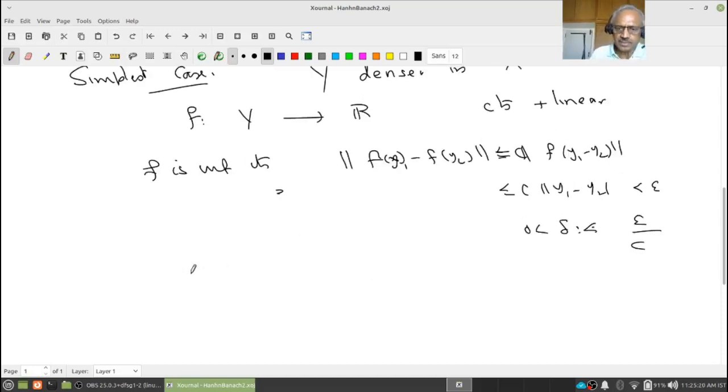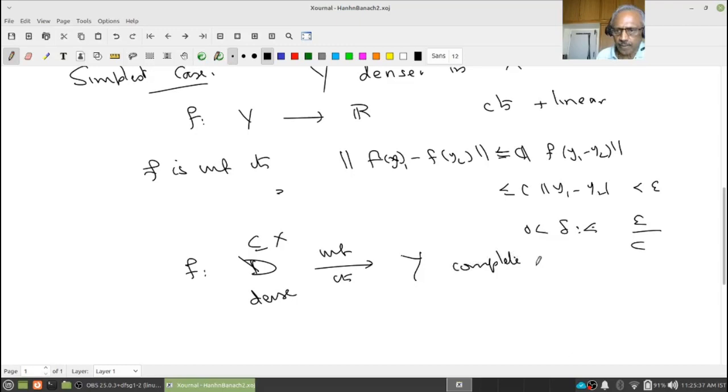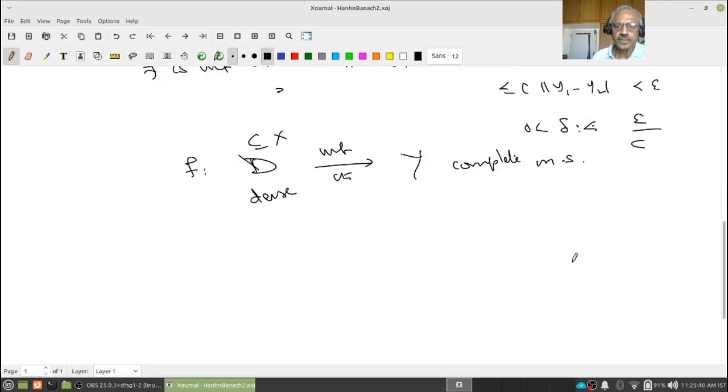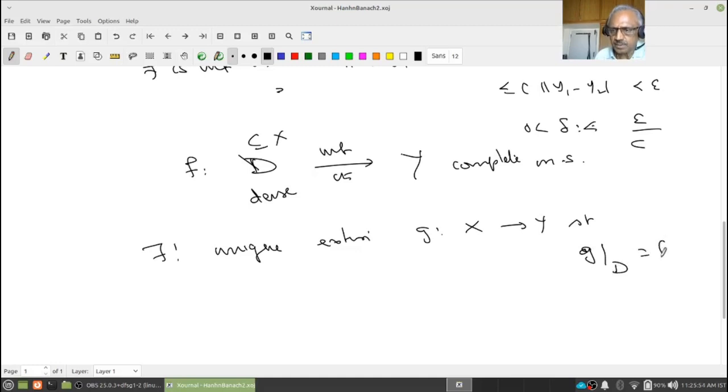Then uniform continuity follows, right? And next, this is a very standard result. If you have f from a metric space D to Y, where D is a dense subspace of X, and f is uniformly continuous, and Y is a complete metric space, okay, then there is a unique extension G from X to Y so that G restricted to D is f.